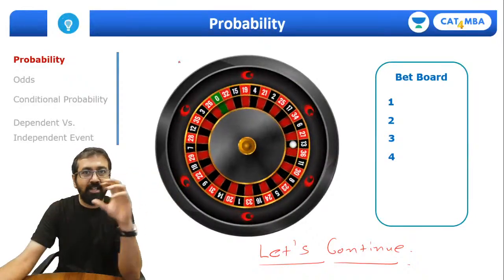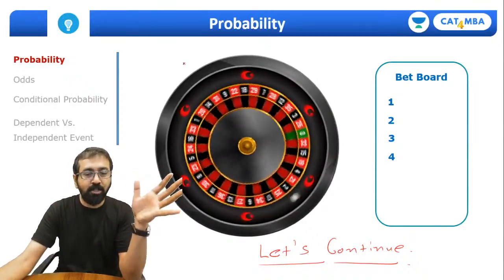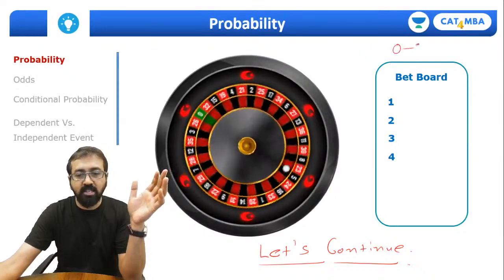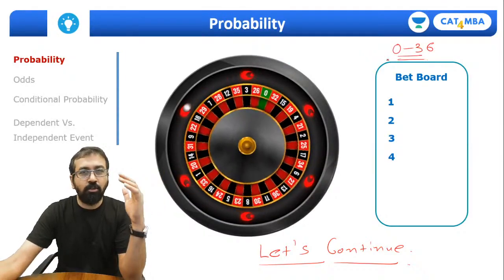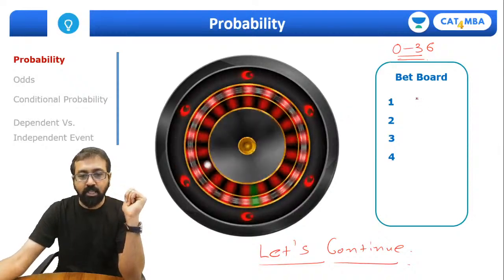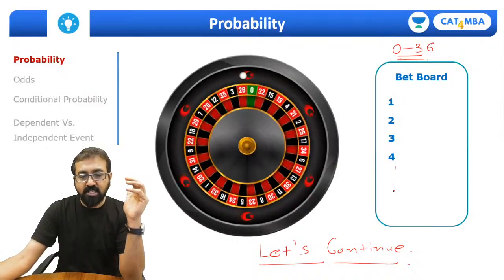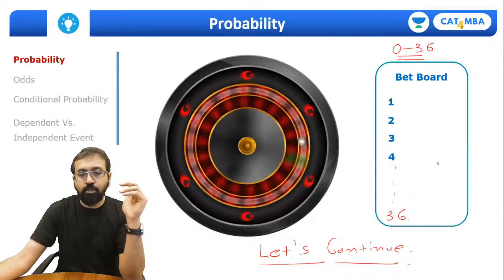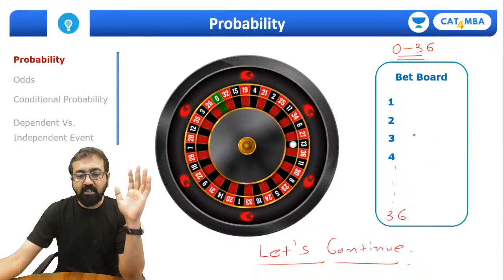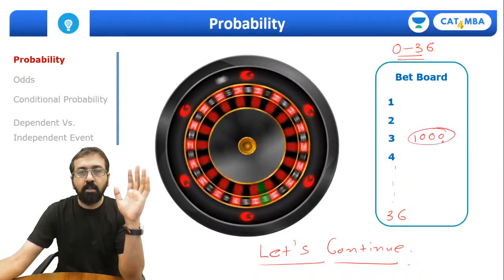One is American roulette and another is European roulette. In European roulette you will find numbers 0 to 36, and in American roulette you will find 0 to 37 numbers, something like that. Now there is a bet board which has numbers from 1 to 36 and you need to bet on that. Suppose I bet 1000 rupees on this particular number.